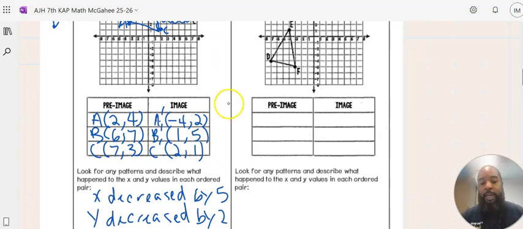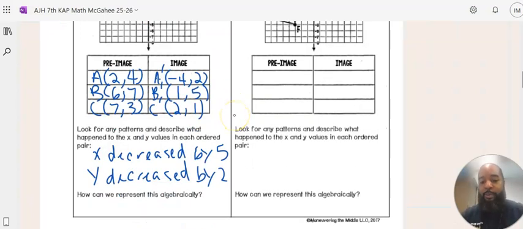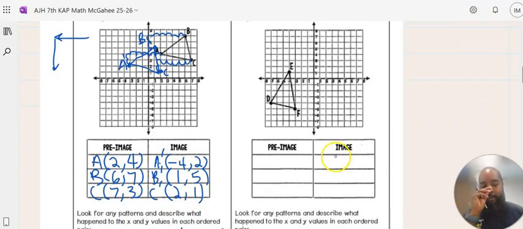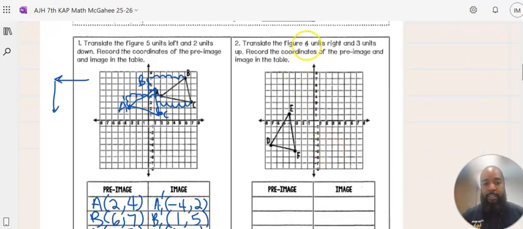So then what would that rule look like? X decreased by 5. Another way to say that is x minus 5. And the other way for the y value is y minus 2. Okay, so this will be my algebraic representation. All values of x were decreased by 5. All values of y were decreased by 2.